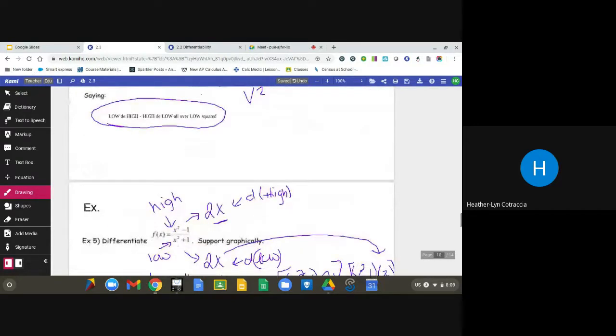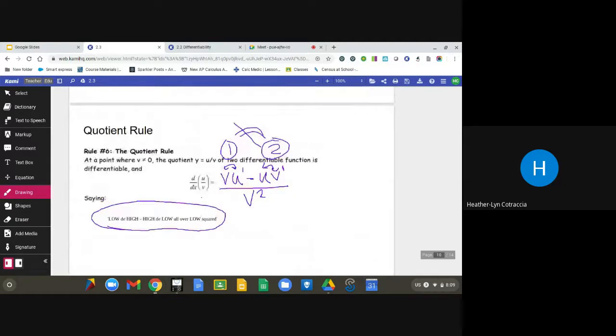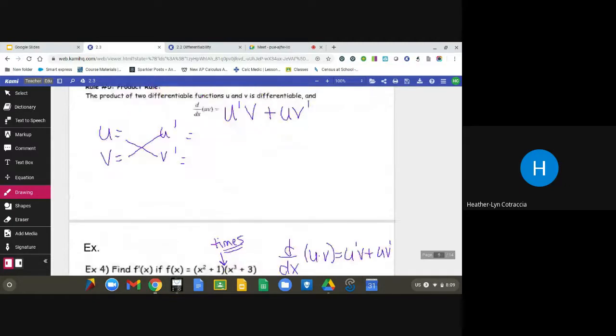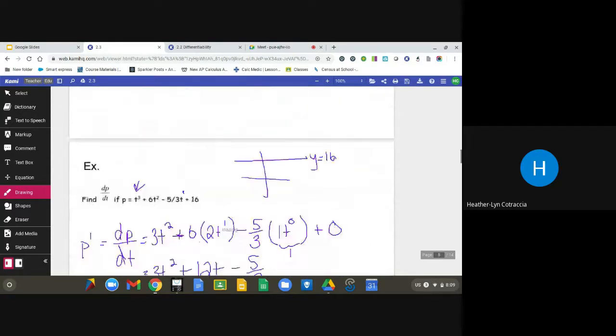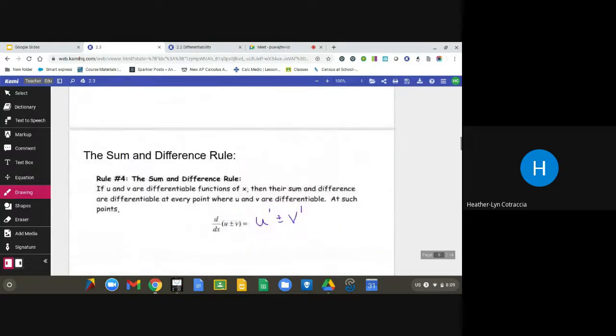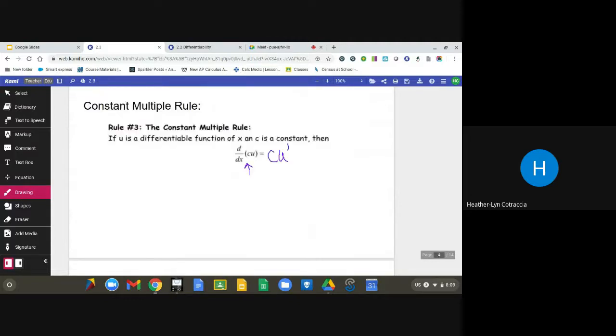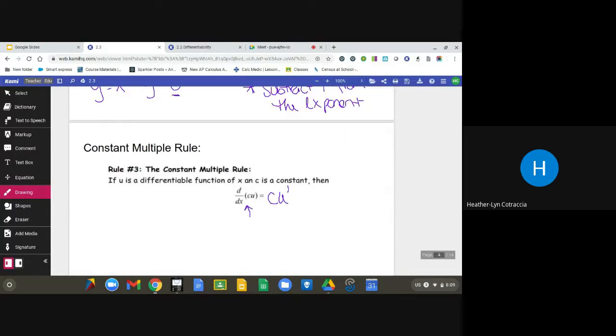We talked about the quotient rule when you see any division. We talked about the product rule when you see multiplication, u times v. We talked about the sum and difference rule, which is pretty intuitive. You just take derivatives and add and subtract them together. We talked about the constant multiple rule. When you have a constant out in front, it just kind of comes along for the ride.